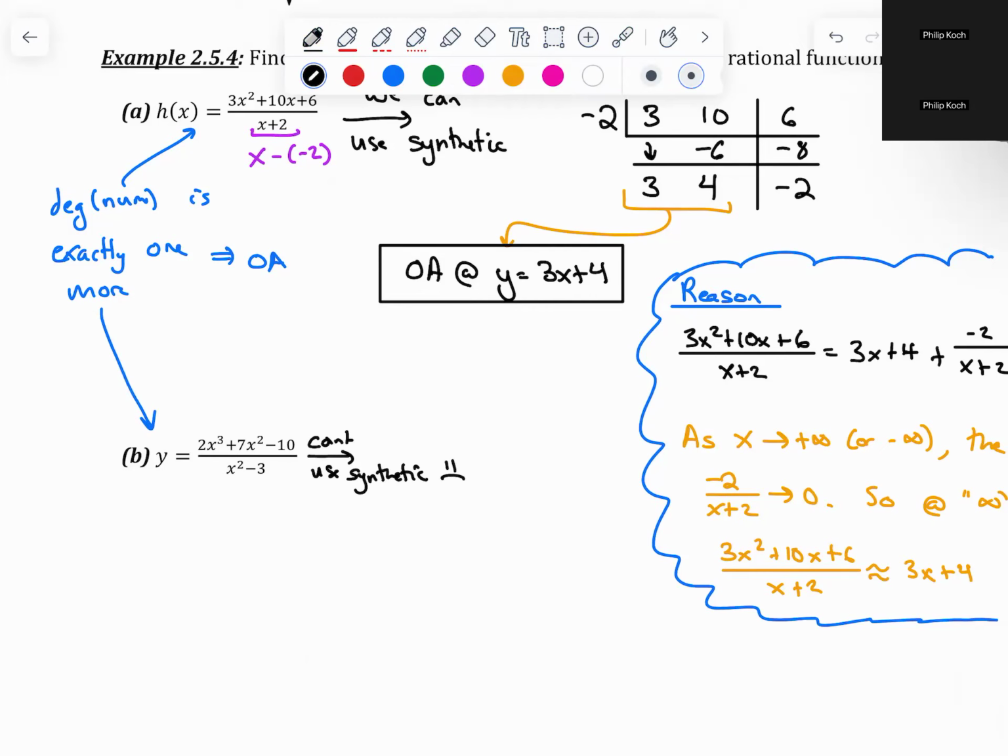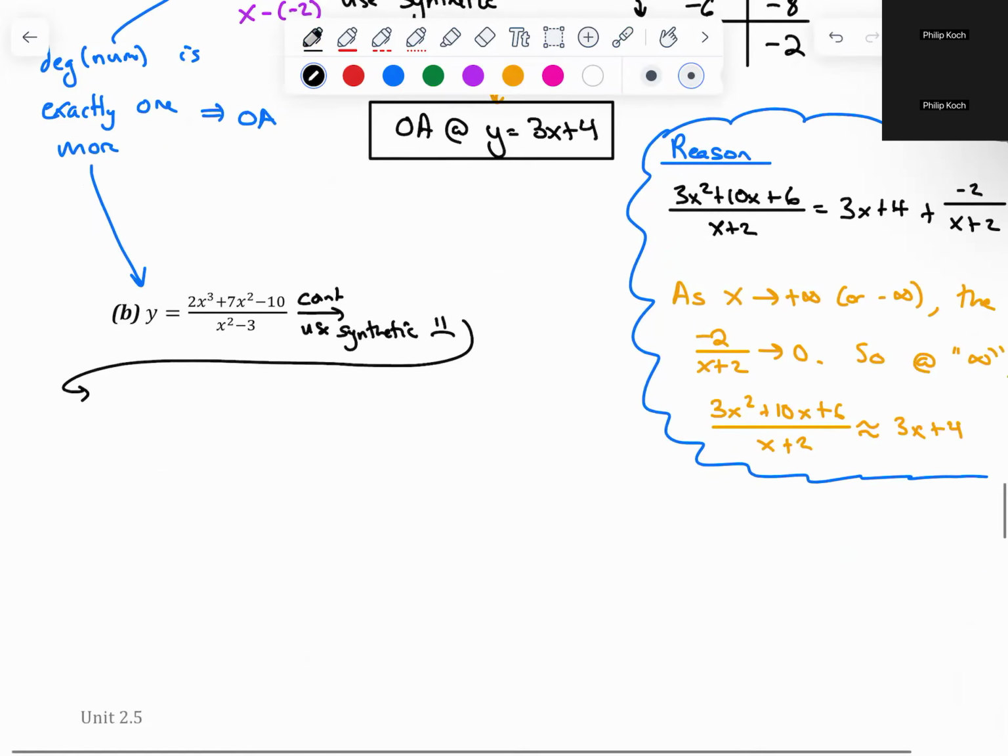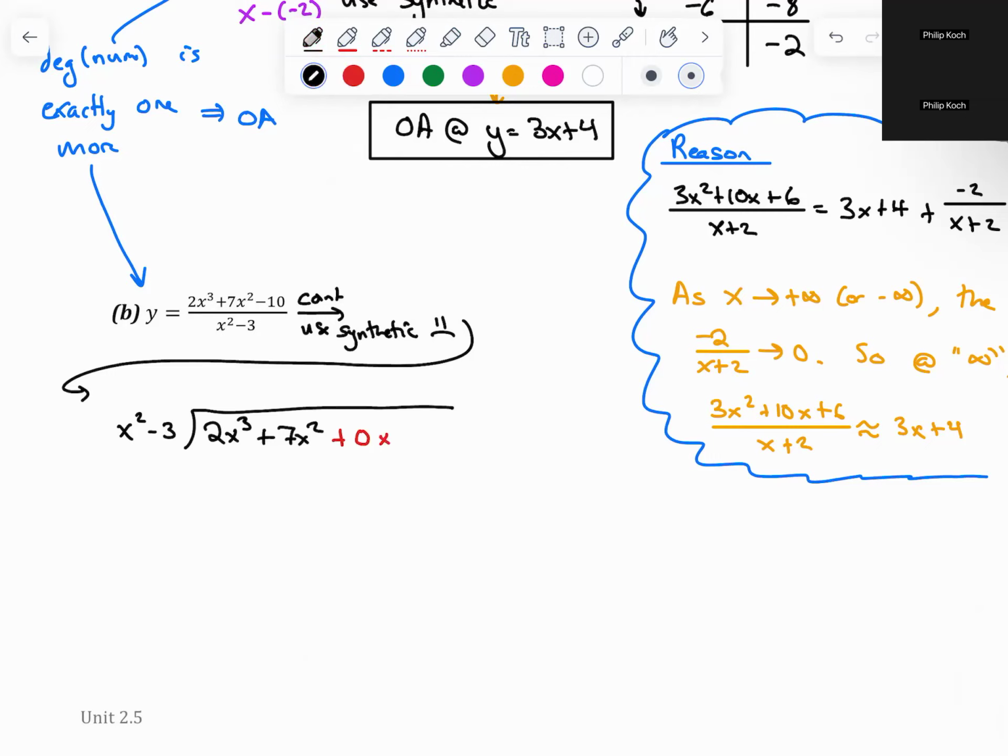Sad days. So we'll have to do long division. X squared minus 3 divided into 2x cubed plus 7x squared. Uh-oh, there's no power of x, the first power. So we need a placeholder. So plus 0x minus 10.